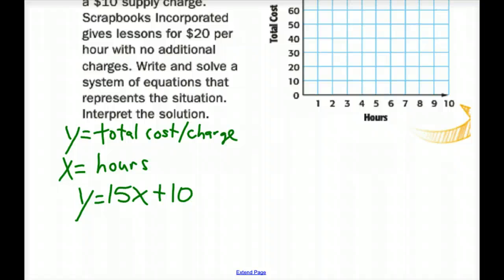Read about what Scrapbooks Incorporated charges. See if you can write that equation. What's the total cost for Scrapbooks Incorporated? You can do this, people. They charge $20 per hour, so y equals 20x. No additional charges, so we're not going to add anything to it. So this one, guys, goes through the origin. This one doesn't.